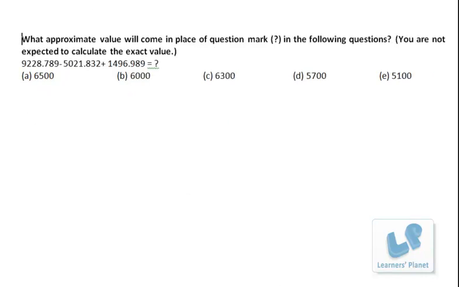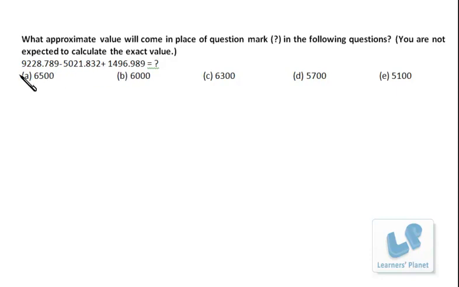Now this question is just a simple problem of addition and subtraction, and options have a range of difference, maybe 400 to 500, something like that. Even 200 is a difference, so you can approximate the numbers to that range only. Definitely the data after decimal can be eliminated, and this 9228 can be written as 9200, then minus 5000, and then plus 1500.